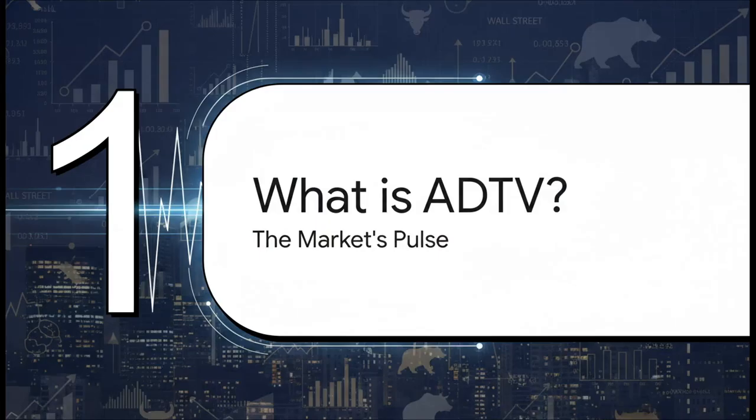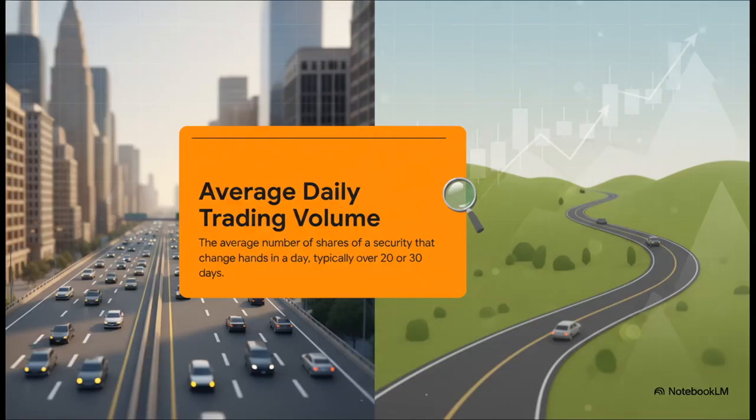All right, first things first, let's get right down to it. When we talk about ADTV, what exactly are we talking about? What is this thing that's supposed to be the market's pulse? So at its core, ADTV is pretty simple. It's just the average number of shares of a stock that get traded, bought and sold, every single day. And we usually look at that over the last 20 or 30 days.